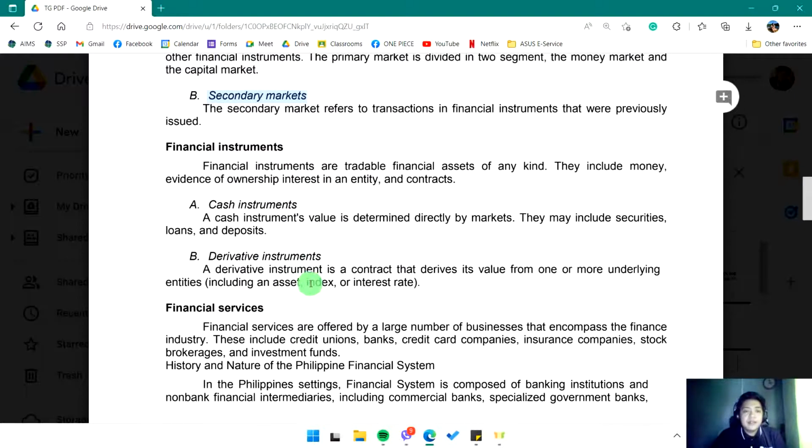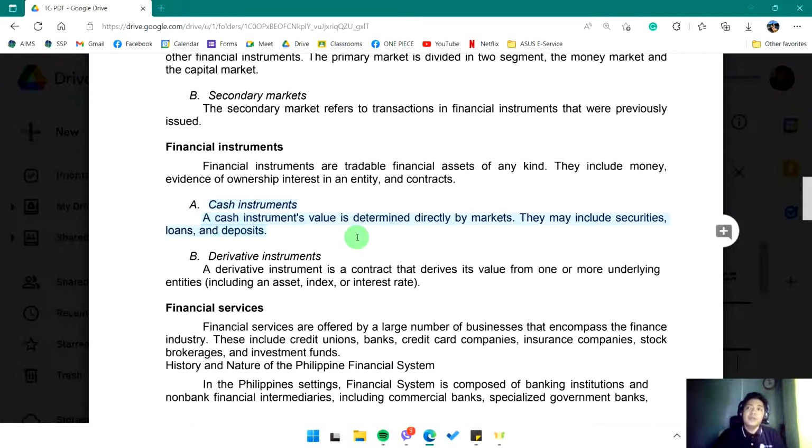Next, we have here the financial instruments. We already were able to identify financial instruments such as yung money, credit, and finance. Pero let's further identify it. You can divide it into two parts. We have here the cash instruments. Cash instruments are valued directly by markets. They may include securities, loans, and deposits.